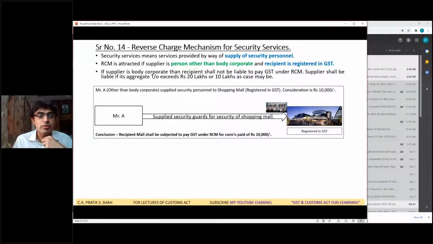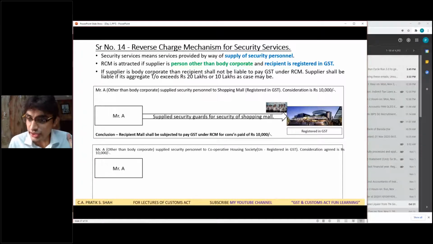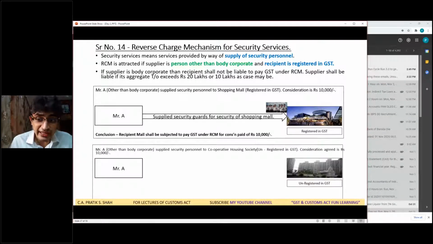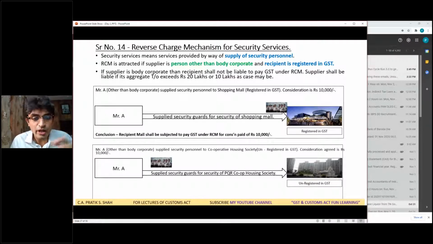Clear? Now question number 2 to you. Again, I am Mr. A. To this cooperative housing society, you stay in a cooperative housing society, which is unregistered in GST, I'm supplying security guards. I collected 10,000 rupees on this. Who will pay GST? Mr. A or this society shall pay?